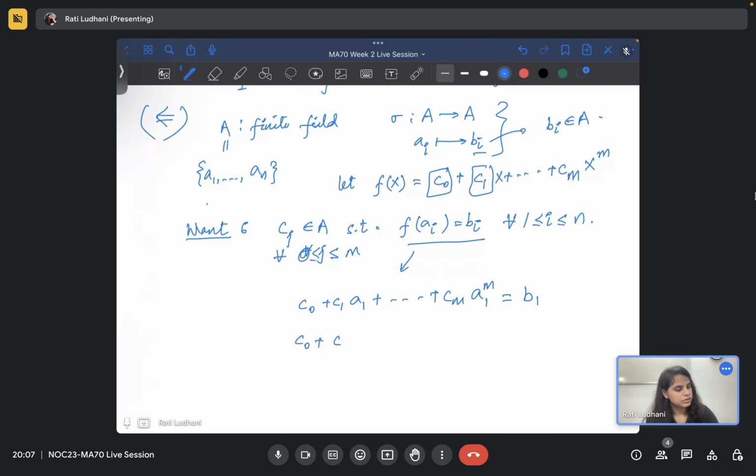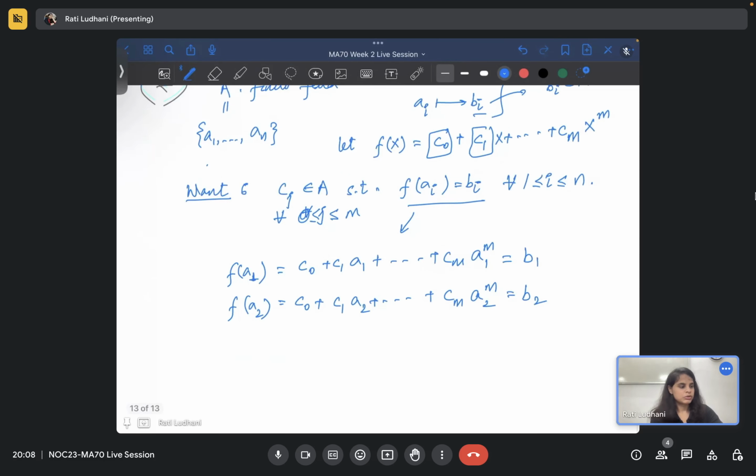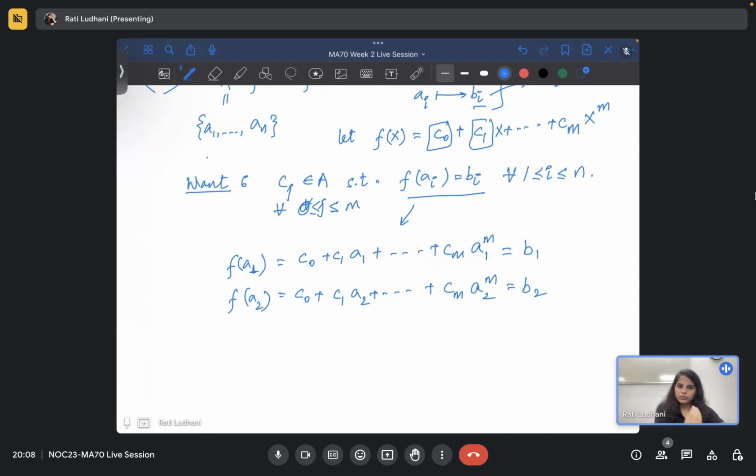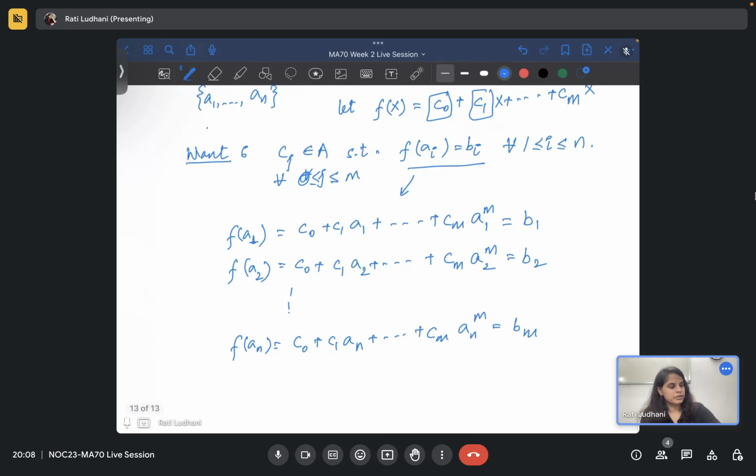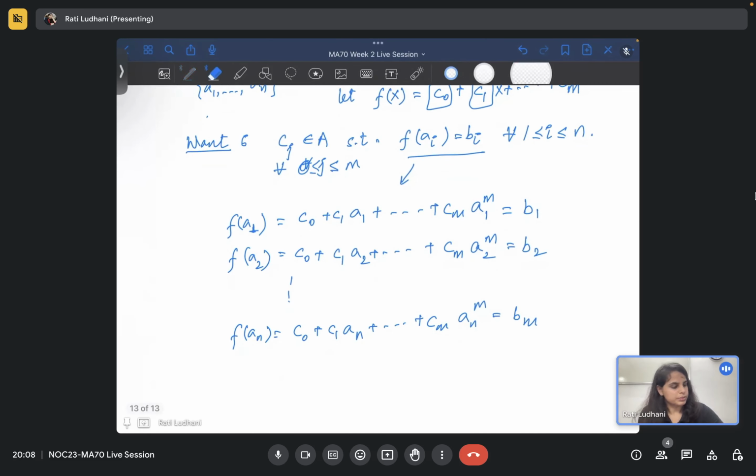Second equation, you take a_2. So we are saying f of a_1 is equal to this, f of a_2 is equal to this, c_m a_2 raised to power m should be equal to b_2. We want to find the coefficients such that this will happen. And so on, f of a_n is equal to c_0 plus c_1 a_n and so on up to c_m a_n raised to power m is equal to b_n. Sorry, not b_m, this is b_n.